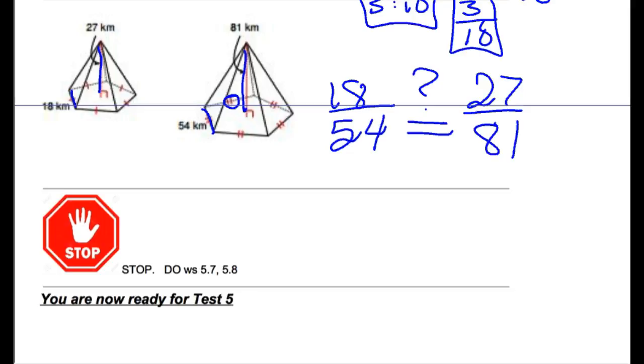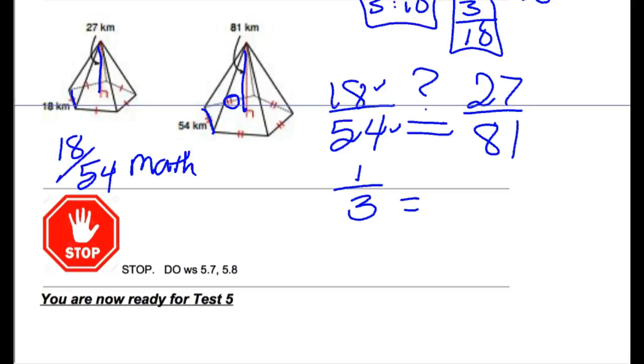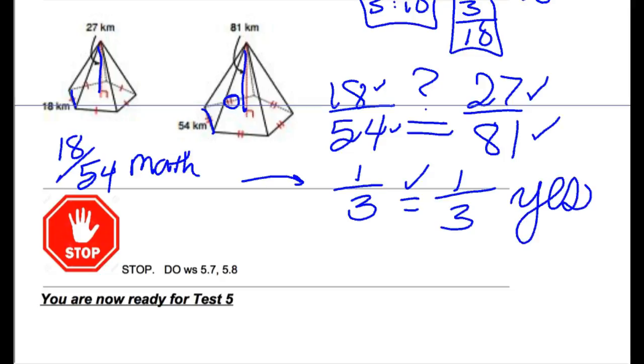So what I'm going to do is reduce the fractions. 18 goes into 54 3 times. If you're not particularly fond of that arithmetic, again, make your calculator do it. 18 divided by 54, and then hit math, and then hit the enter button twice, and it'll tell you that's 1/3. 27 goes into 81 also 3 times. So yes, these are similar.